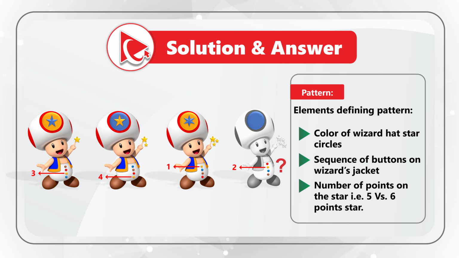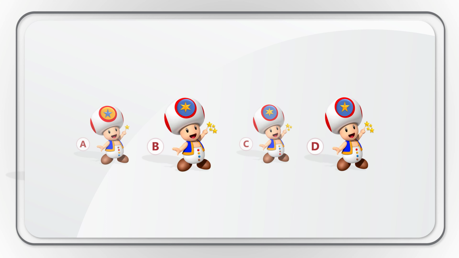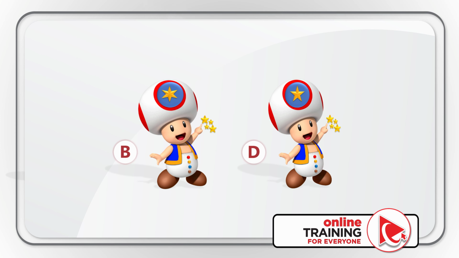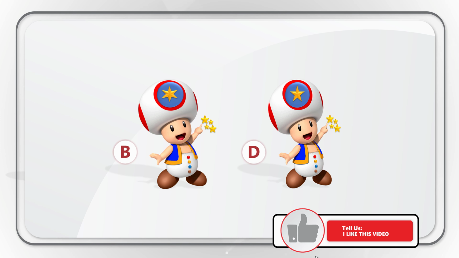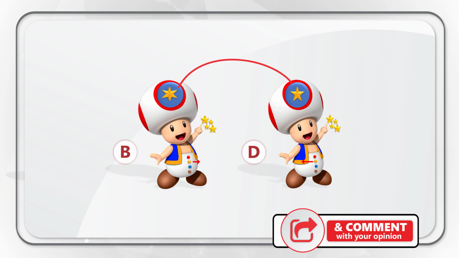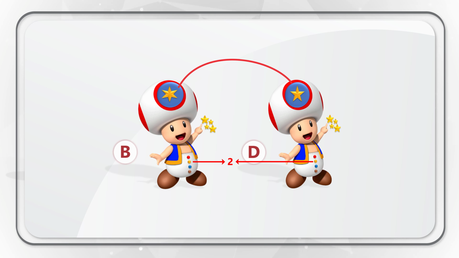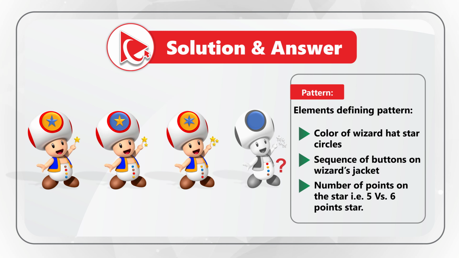What's interesting, if we look at the possible answers, both choices B and D so far match our criteria. They have blue circles on the wizard's head, as well as a yellow button in the second position. So as you might have guessed, there's a third element which defines the pattern. And this element is the number of points on the star. We have 2 types of stars here, 5-point star, pentagram, and hexagram, which is a 6-point star.